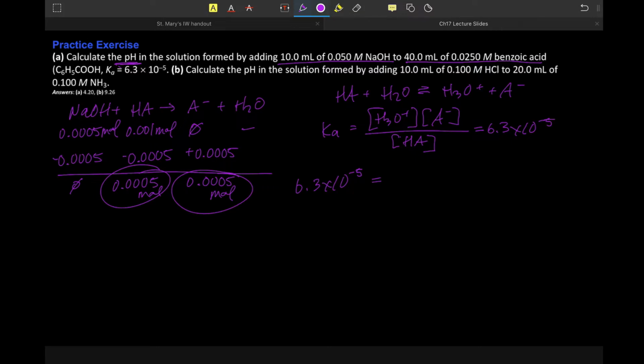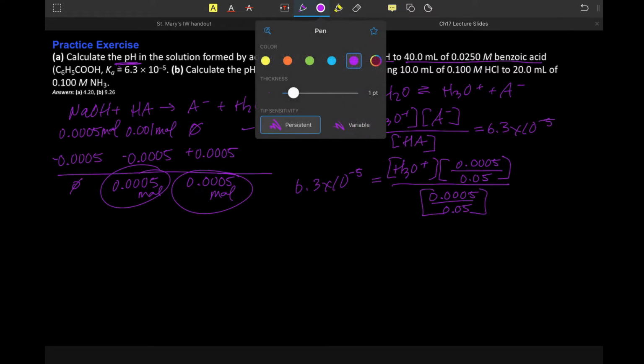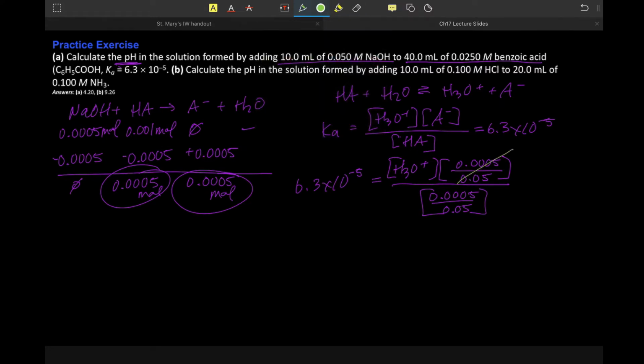So Ka is equal to hydronium, which is what we're looking for. We don't know what that is. But we do know our A-, and again, we've got to make sure we turn it into molarity because we did our RICE table in moles. So we'll go ahead and plug that in. And then what we'll notice, like we already said, the concentrations of HA and A- are equal, which means that they cancel, which means that H3O+ is equal to my Ka, right?